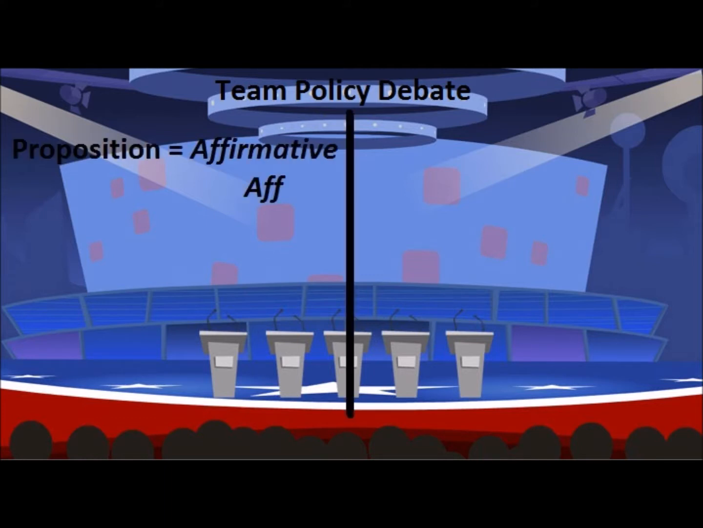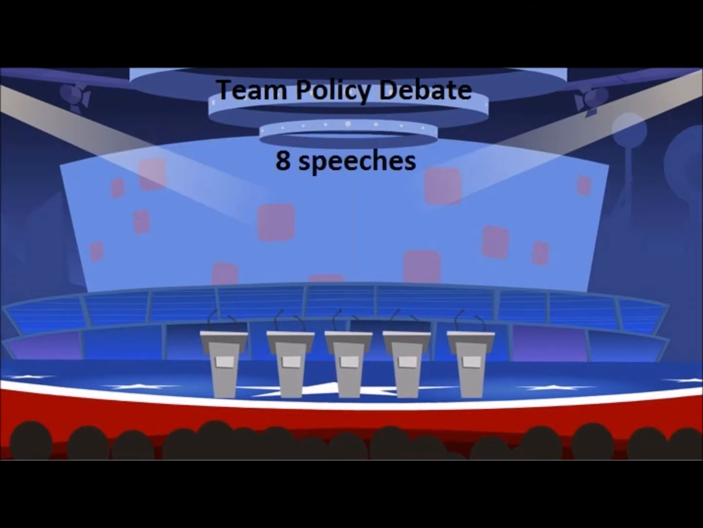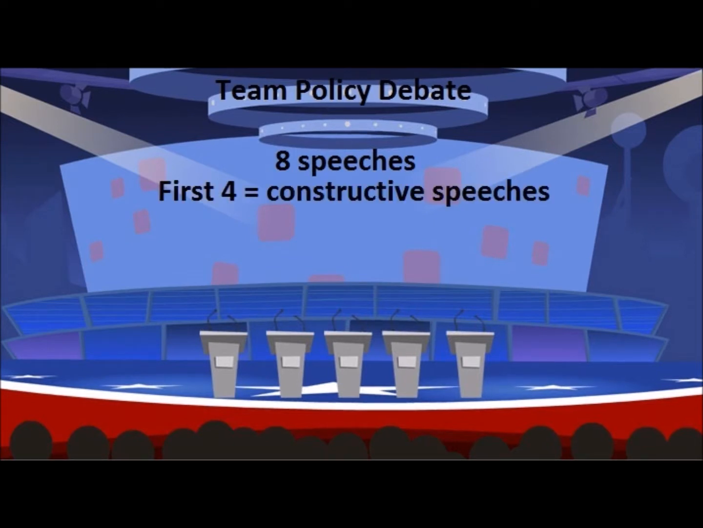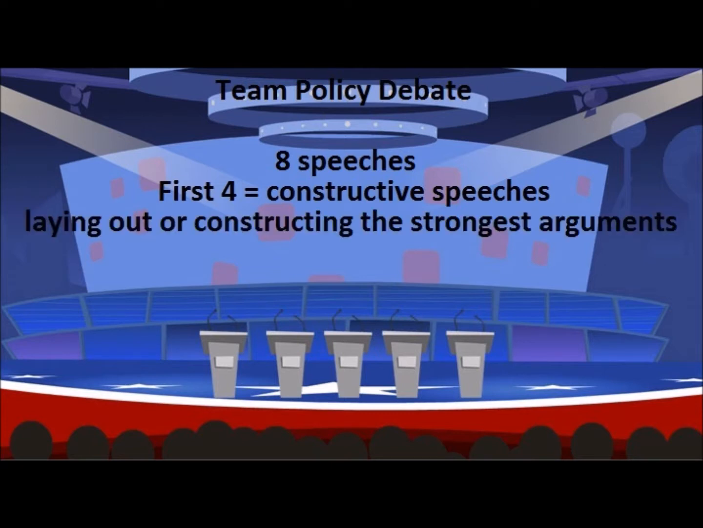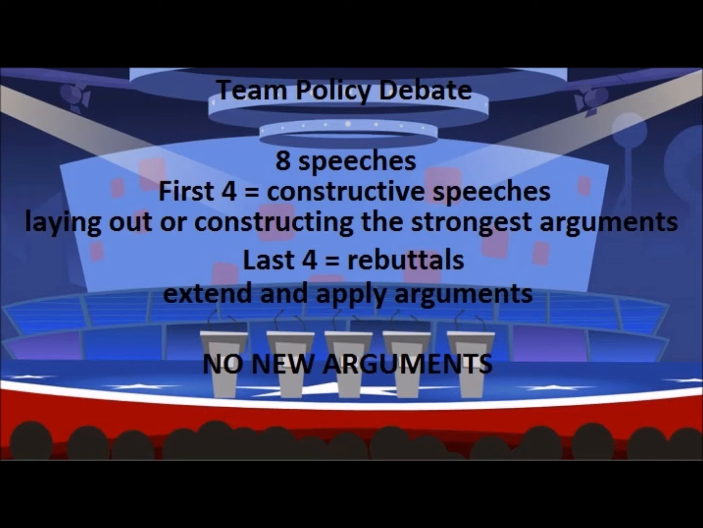The proposition side is called the affirmative, or AF, and the opposition side is called the negative, or neg. Each side is a team composed of two debaters, so that there are 4 people participating in the debate. A round of team policy debate consists of 8 speeches. The first 4 speeches are called constructive speeches, because the teams are laying out or constructing the strongest arguments during these speeches. The last 4 speeches are called rebuttals, because the teams are expected to extend and apply arguments that have already been made and not make new ones.